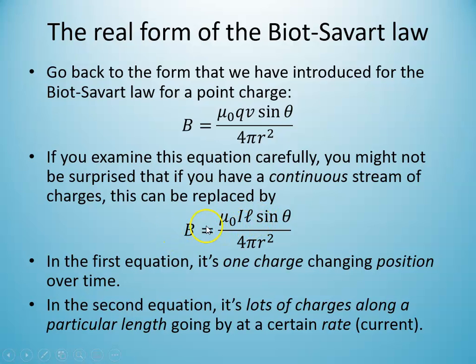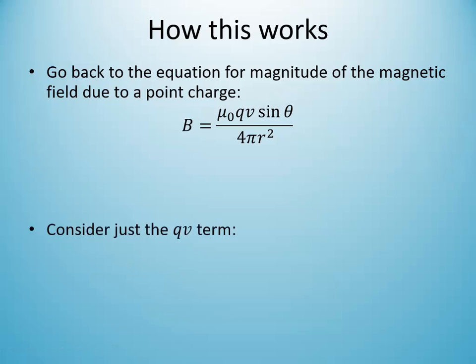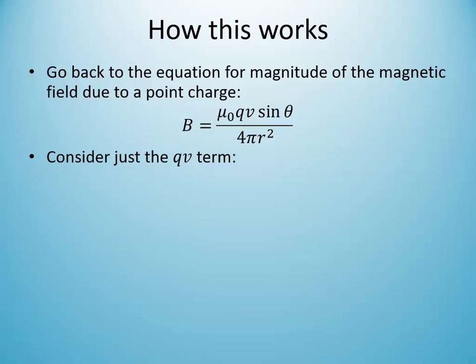It took a little while for me to become convinced of that, so finally I just kind of proved it to myself by thinking of, okay, let's start with the first equation, and then consider that qv term. That qv term, which is really the thing that changes between the first equation and the second equation, v is just delta s over delta t.